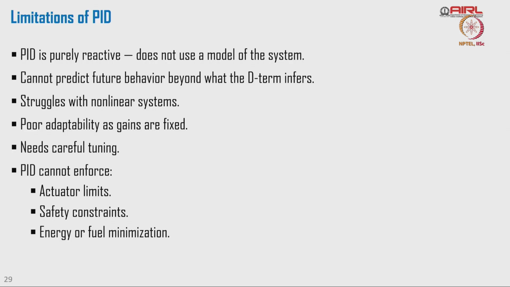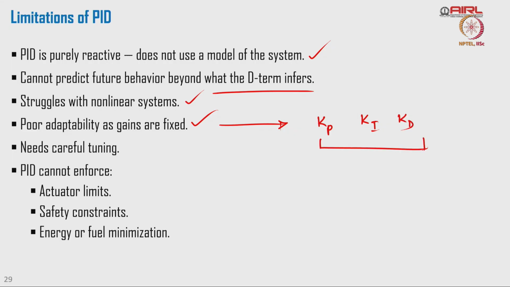It is purely reactive, does not use a model of the system, cannot predict future behavior beyond what the derivative term infers, struggles with nonlinear systems, handles linear systems better, but in real life we get more nonlinear systems than linear systems, poor adaptability as gains are fixed. This is something very important because when we use the controller for some application, we fix the gain Kp, Ki and Kd. Since it is fixed, the adaptability to the environment of the controller becomes restricted.